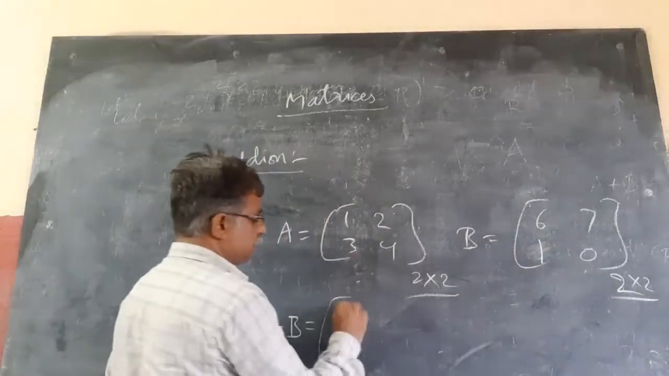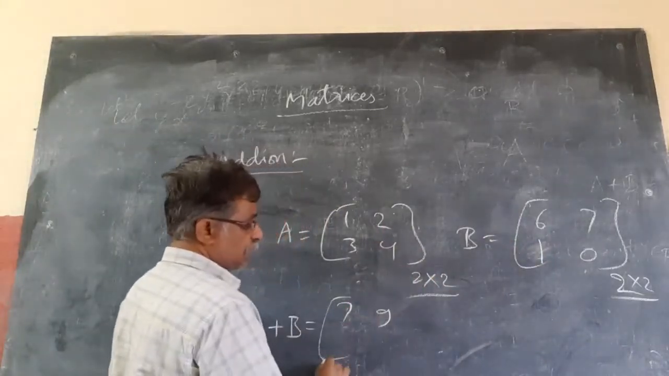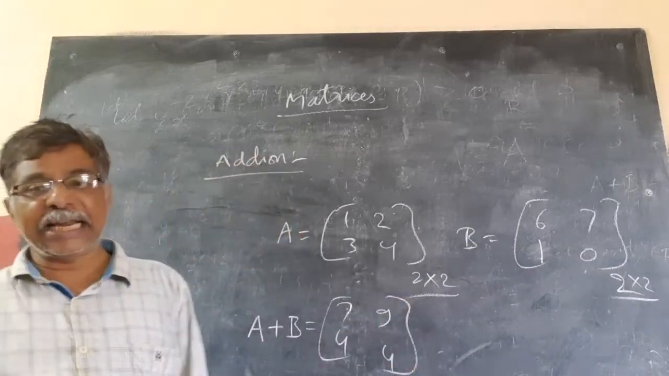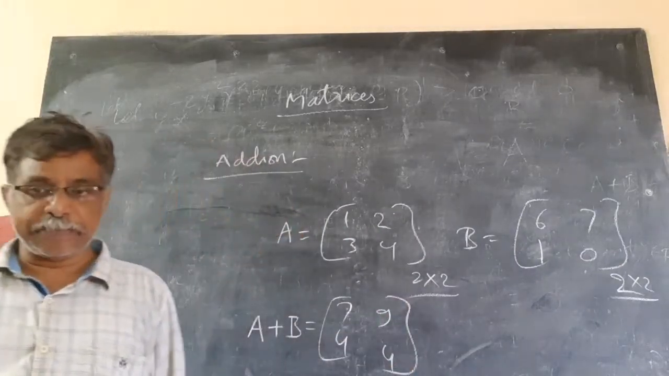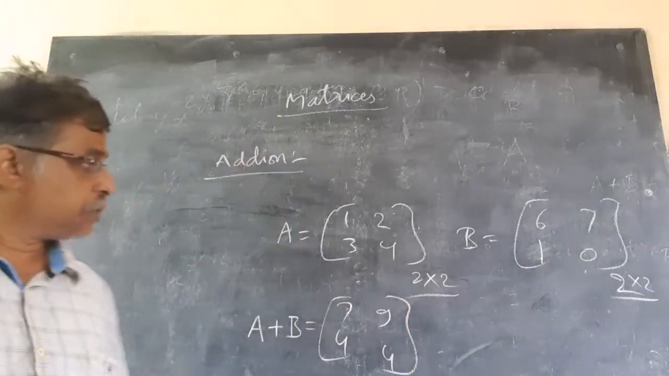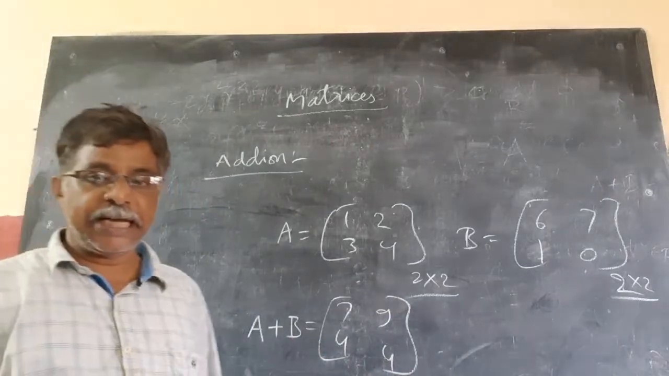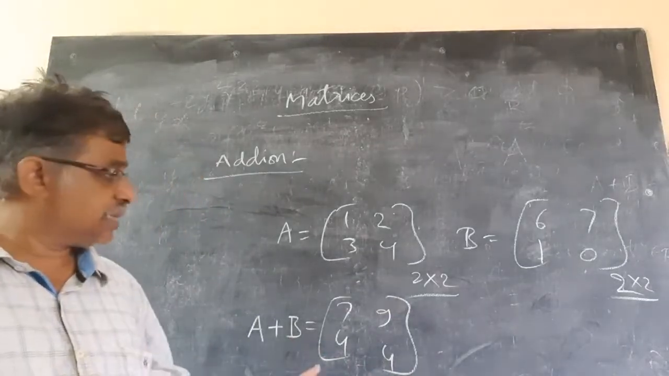So 6 plus 1, 7, 7 plus 2, 9, 3 plus 1, 4, 4 plus 0, 4. Like this, by adding corresponding elements, you will get A plus B. Or if you subtract corresponding elements, then you will get A minus B. Like this, you can do addition and subtraction of matrices.